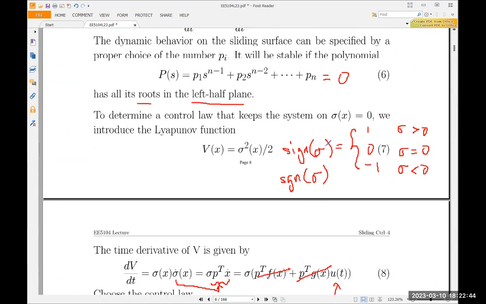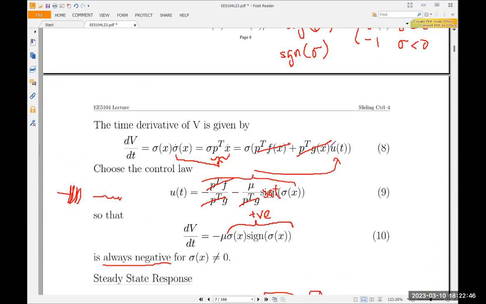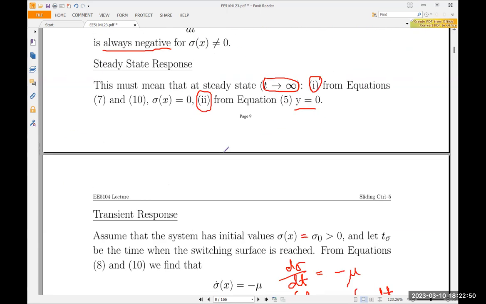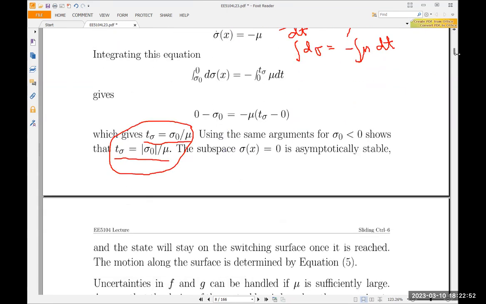We went through one tutorial question. Let us go through a second tutorial question today.